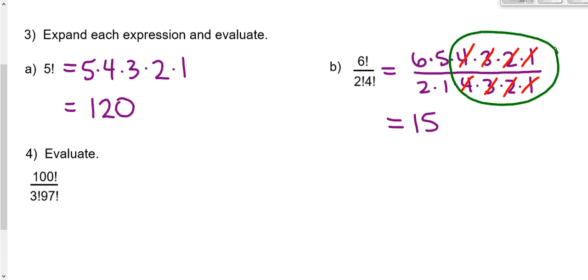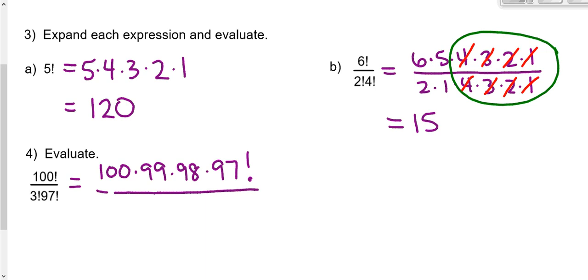And let's think about how to apply that to this problem. Let's partially expand 100 factorial. It would be 100 times 99 times 98 times, I'm going to write the rest, the 97, the 96, the 95, the 94, as 97 factorial. Over, we have 3 factorial, 3 times 2 times 1 times, I'm just going to leave 97 factorial as 97 factorial. And then we can cancel the 97 factorial from the top and the bottom.